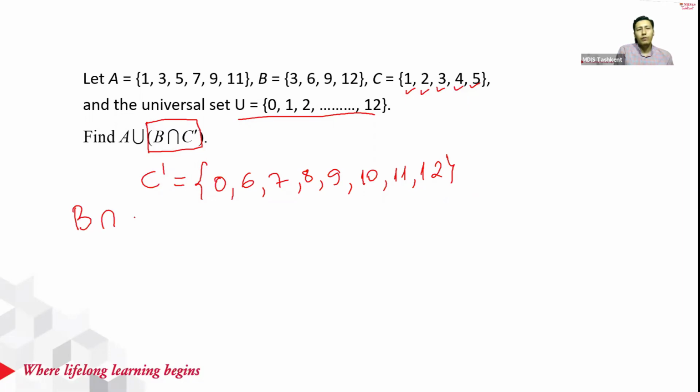Now we should find B intersection with complement of C. So here we have B, and this one is complement of C. Do we have same elements? So 6 we have, 9 and 12. This is the intersection. Now last step, we have to unite it with A.